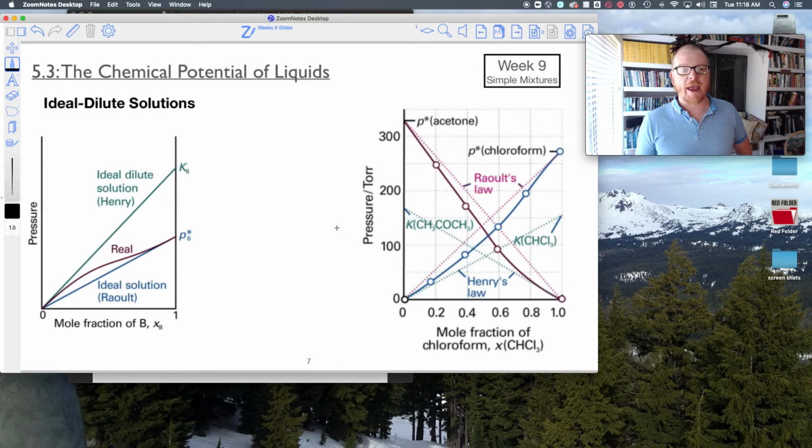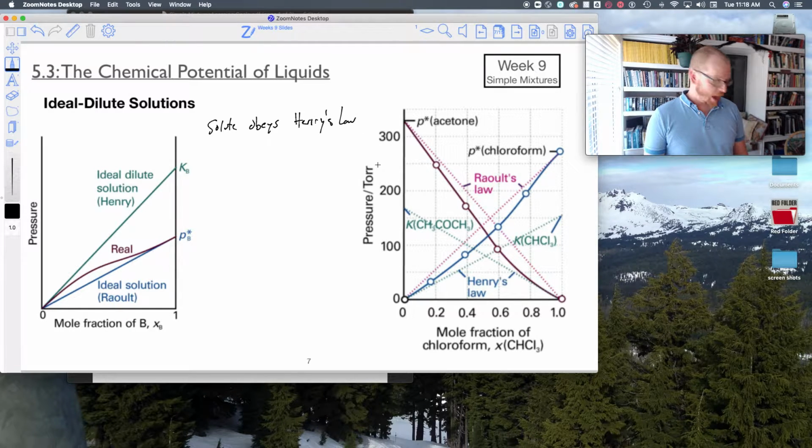So let's expand on that a little bit more, okay? So in an ideal dilute solution, the solute obeys Henry's law, which I'll write down soon. And maybe you remember Henry's law from Chem 109. That's gas solubility. And the solvent obeys, as you might guess, Raoult's law.